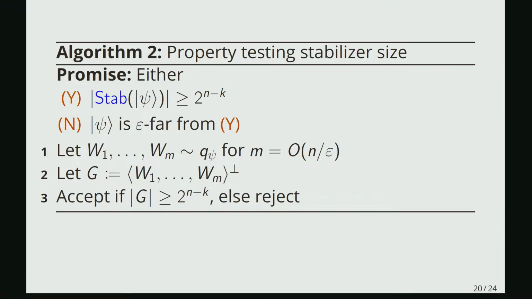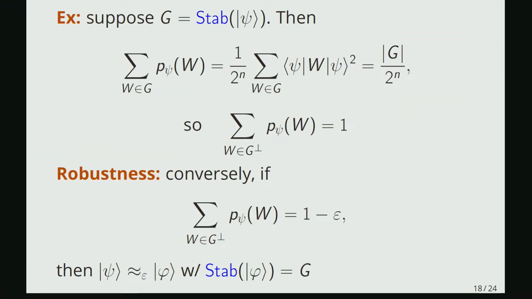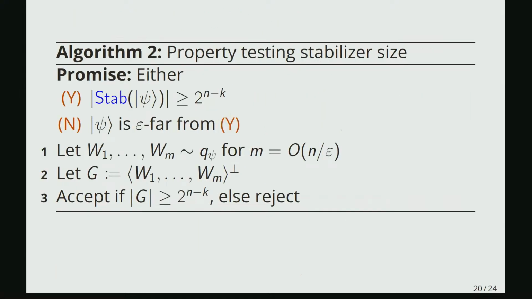And once again, the way you prove this is using this robustness property: by sampling enough times from this distribution, you will with overwhelming probability find a subspace that accounts for a large fraction of the p psi mass. And then by taking the commutant, you can be confident that the resulting subgroup G approximately stabilizes psi.